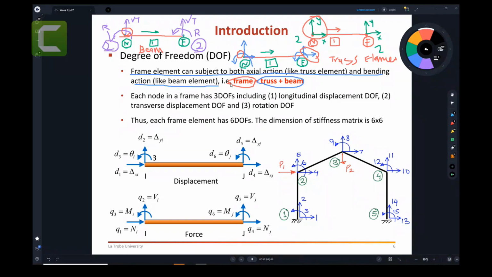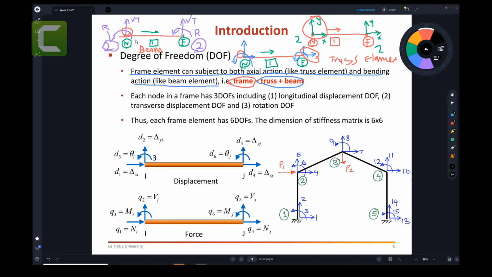It can stretch or it can be squeezed. It will not have any moments. It cannot bend. That's what I mean. So if you have seen the truss element, the truss elements can only be stretched or squeezed, but it cannot bend. So that is a truss element. Therefore, there is a degree of freedom for this one.